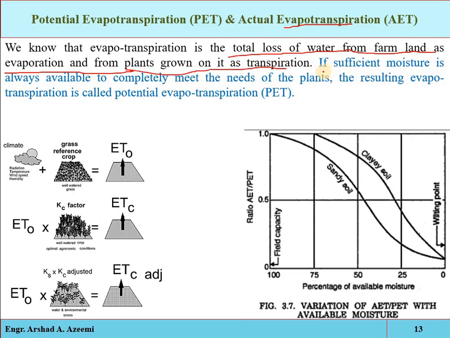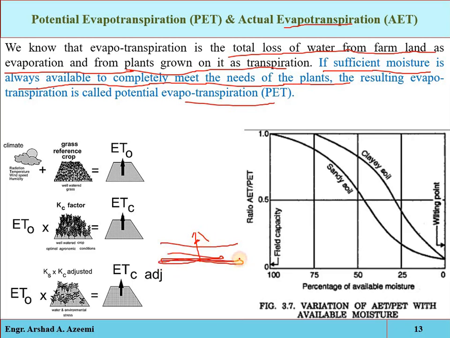Now see, if a sufficient amount of water is always available to completely meet the needs of the plant, then that evapotranspiration is called the potential evapotranspiration. It means that suppose that is the ground surface, here you have grown, for example, a crop, and at the root zone, if sufficient moisture content is available, if maximum moisture content is available, if proper moisture content is available, then the plant will extract the water easily.